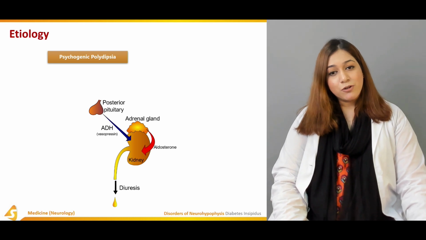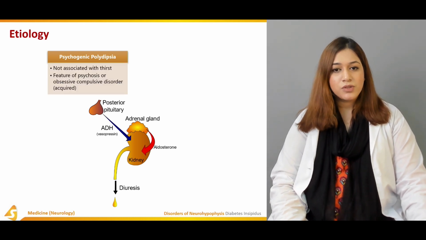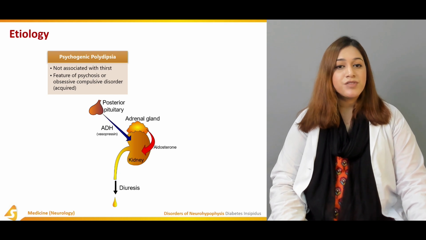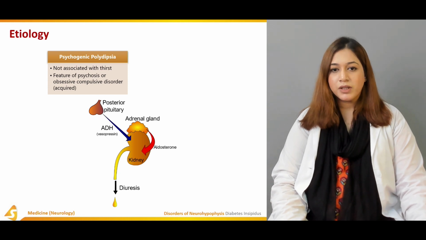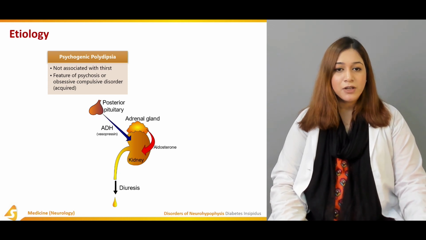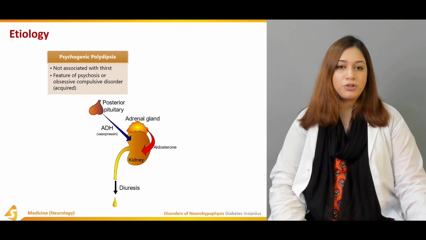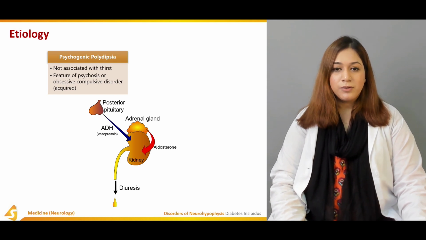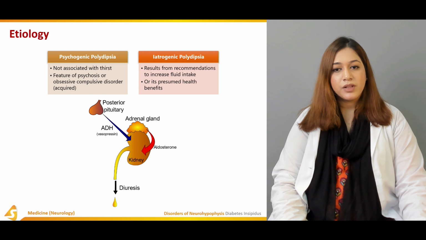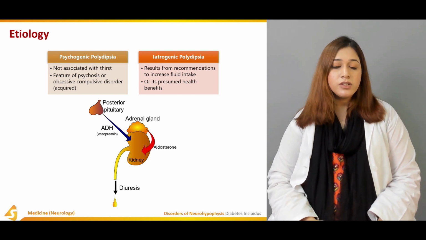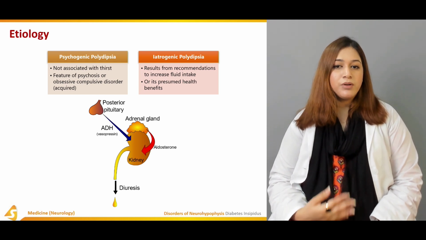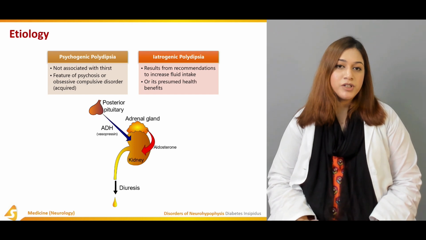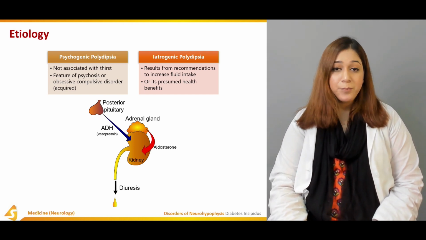Now, if we see psychogenic polydipsia, it is not associated with thirst. It is a feature of psychosis, as the name indicates. He or she might have psychosis, or they have obsessive compulsive disorder, and they keep drinking water. Iatrogenic polydipsia results from recommendations to increase fluid intake, or the presumed health benefits of increased fluid intake lead to iatrogenic polydipsia.